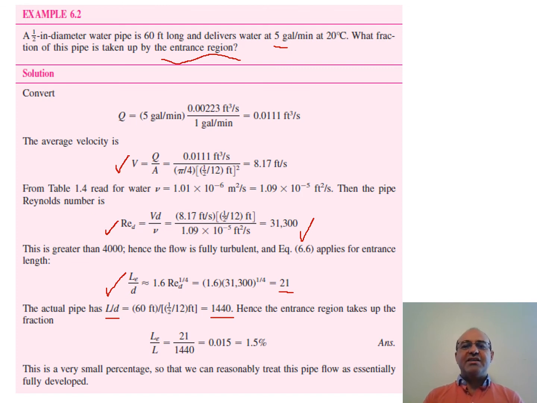So this 60 feet tube or pipe is quite long, right? So this is a long pipe. In this case, the entrance length is really negligible. But if your pipe length is small, then you see that the entrance can become significant. It really depends on what type of problem you are looking at.